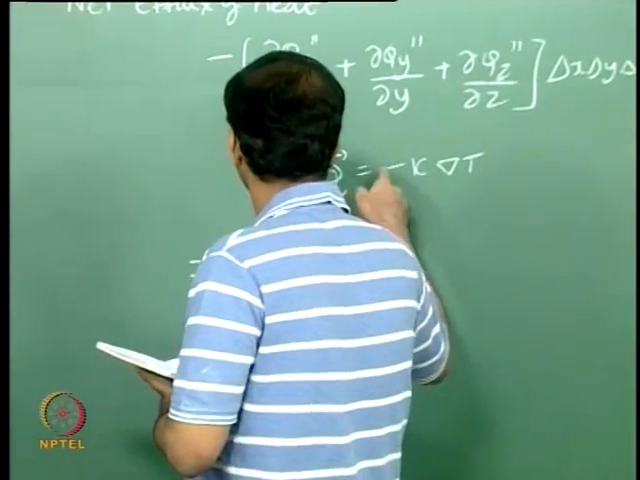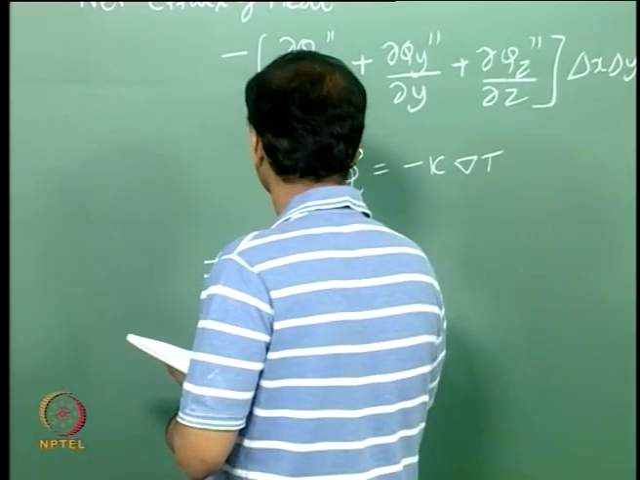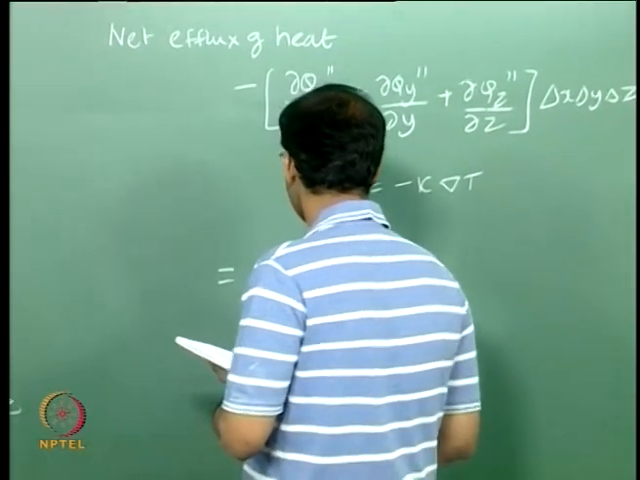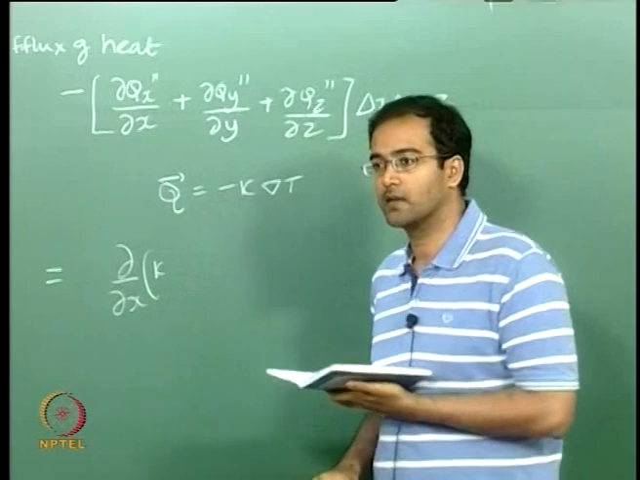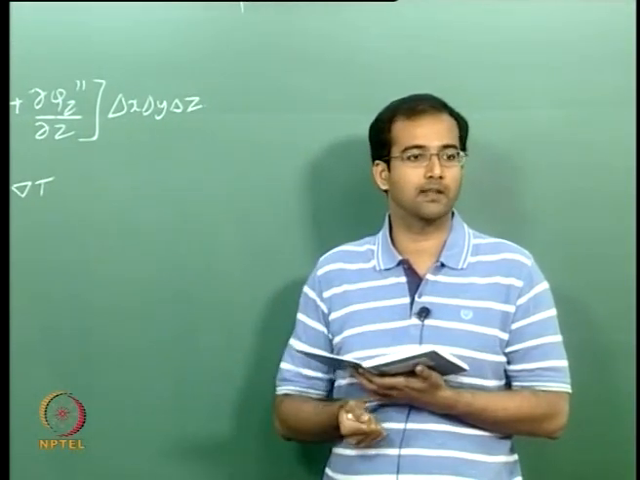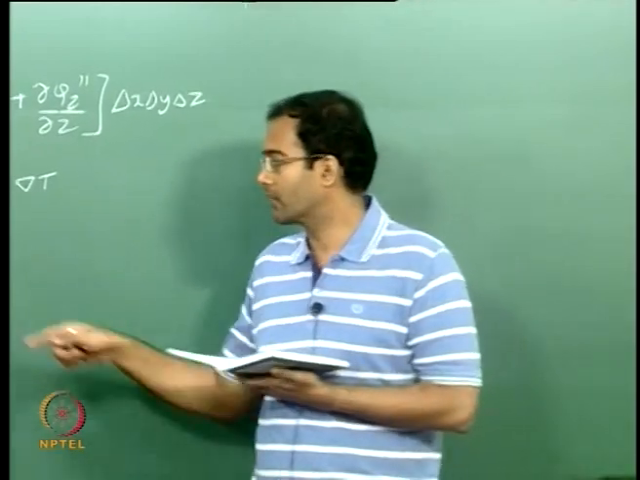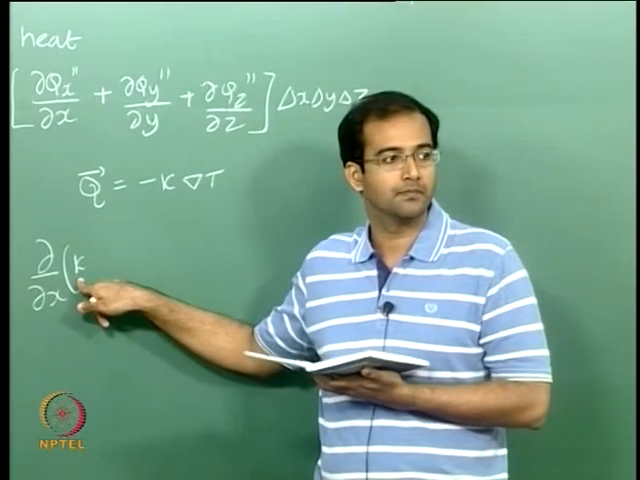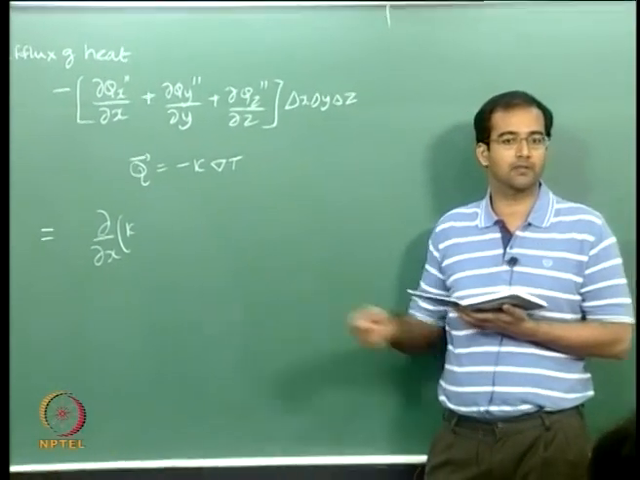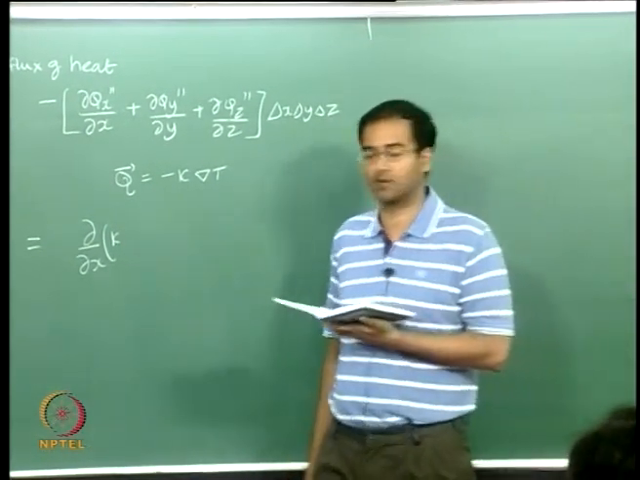So the minus sign can be cancelled off. You can write this as d by dx. Strictly speaking, the thermal conductivity could be anisotropic. That means you can have different thermal conductivities in the different directions, so you can keep it within the partial derivative. If you assume that it is isotropic and constant property, this can be taken outside the partial derivative.